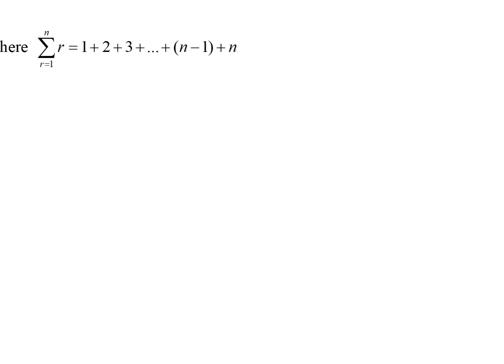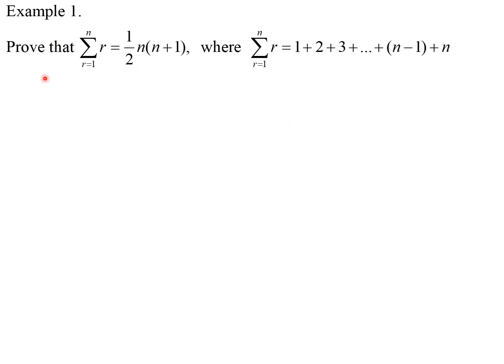So for example, proof by induction: prove that the sum of r between 1 to n is half times n multiplied by n plus 1, and you are given that the sum of r is actually represented by 1 plus 2 plus 3 and so on, until n minus 1 plus n. In this case, the steps are quite fixed. We have to prove for n equals to 1, n equals to k, and n equals to k plus 1. So we have to do it for 3 succeeding values.